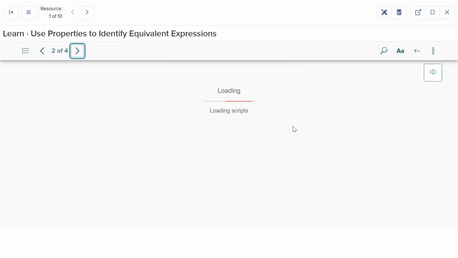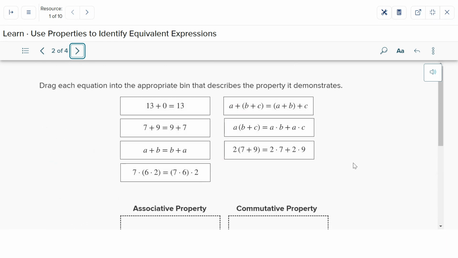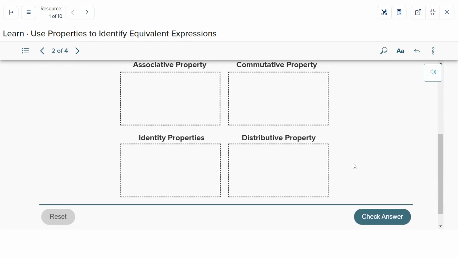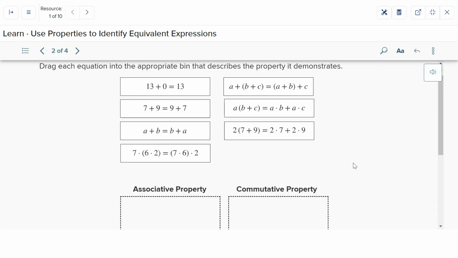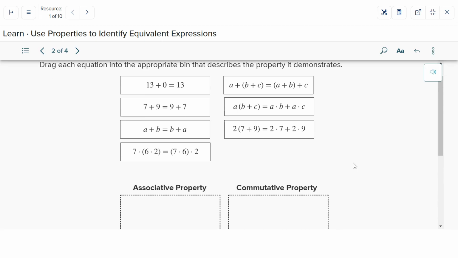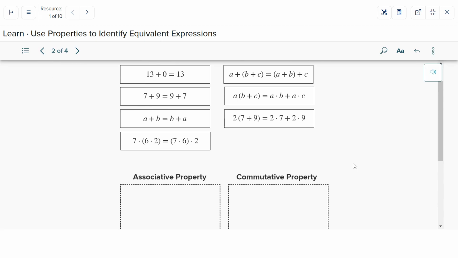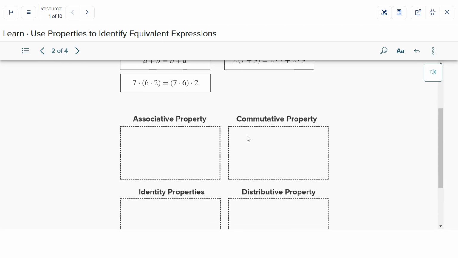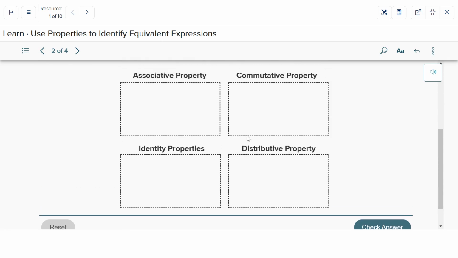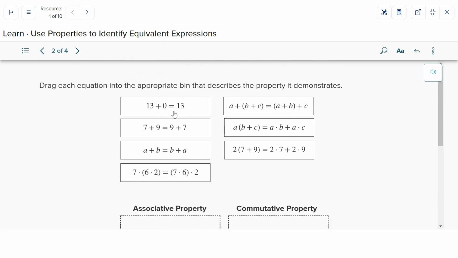We're going to go and try to use these properties as well. So here it wants you to drag each equation into the appropriate bin that describes the property it demonstrates. And so now you're not going to be dragging on your page, you're going to be sorting, and so you should probably write them out. I'm going to actually have you do that yourself. I'm not going to show you that. I want you to do it, and I will check that when I check your homework and make sure that you have gotten these in the correct places.